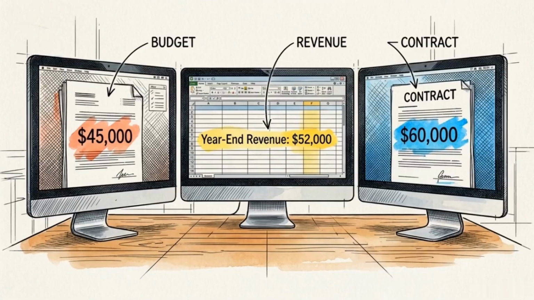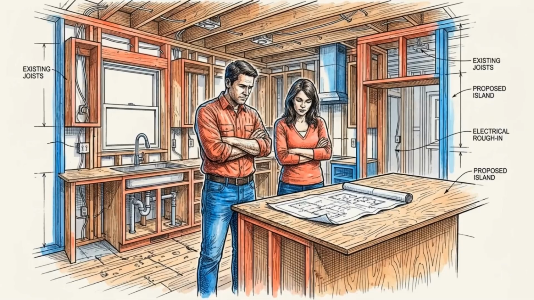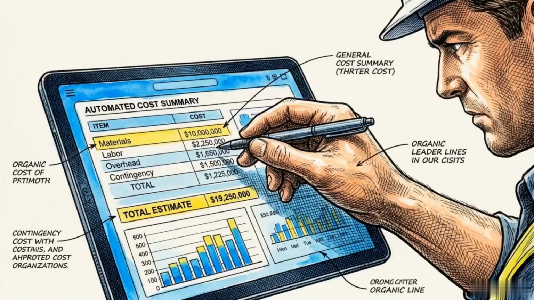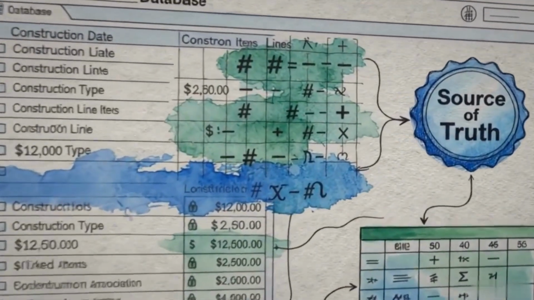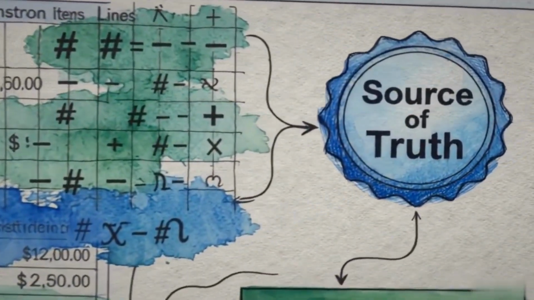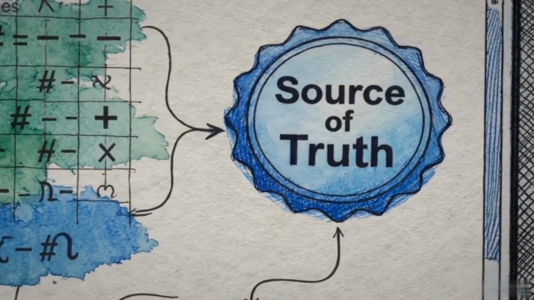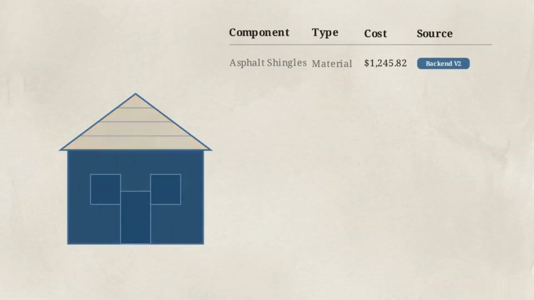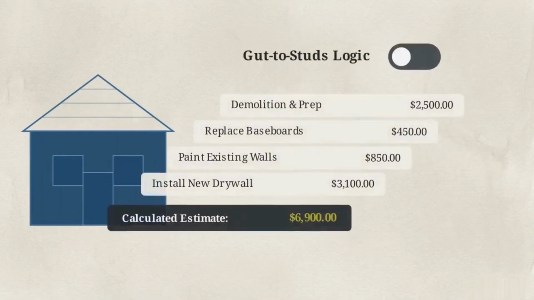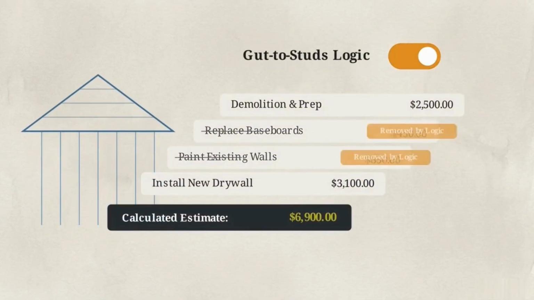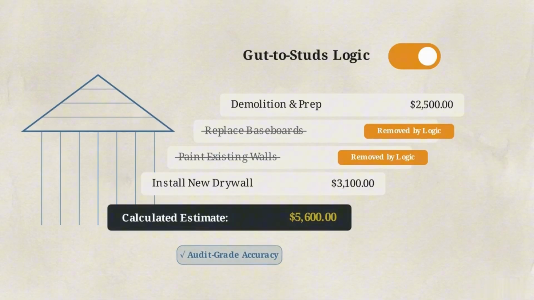But contractors know that automated estimates and traditional spreadsheets usually drift, leading to contradictory numbers and bitter disputes with clients. Why trust an app to do the math? The difference here is Backend V2. It is a single, auditable pricing engine where every dollar traces back to a definitive, unchanging source. This engine relies on over 50 line-item grids with built-in logic. For example, if you toggle a gut-to-studs renovation, the system mathematically removes redundant items to prevent human duplication errors.